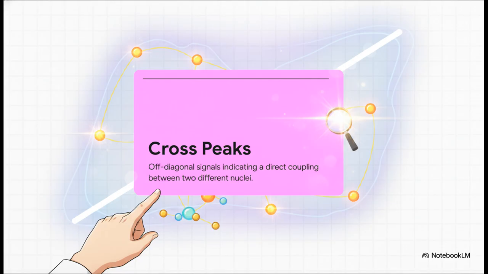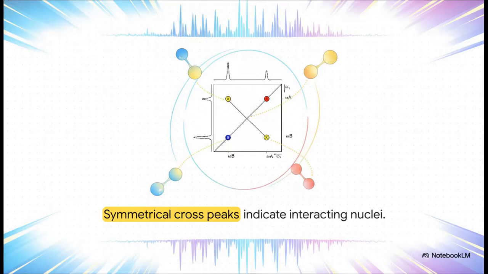The really interesting stuff, the absolute gold mine for us, is found in the off-diagonal signals. We call these cross peaks. And here is the absolutely crucial takeaway: a cross peak is physical proof that two nuclei are coupled and interacting. The best part is we can actually physically trace these interactions.